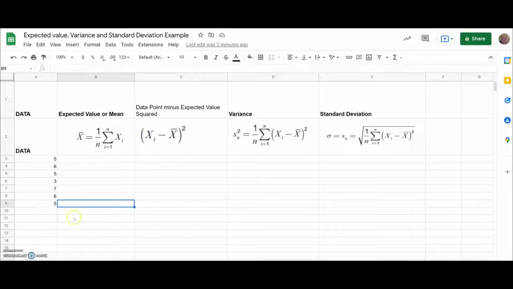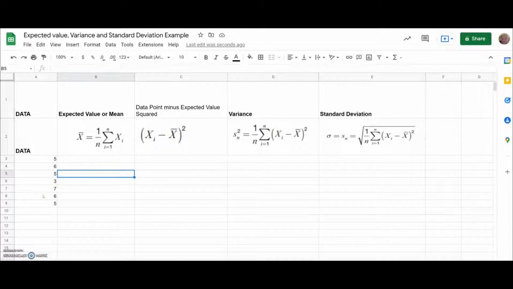So let's talk about the mean, or expected value. Over here, I have a lovely data set. I have exactly 7 points, and some of them could be a few points from each other and so on. And I want to find the average, the mean.